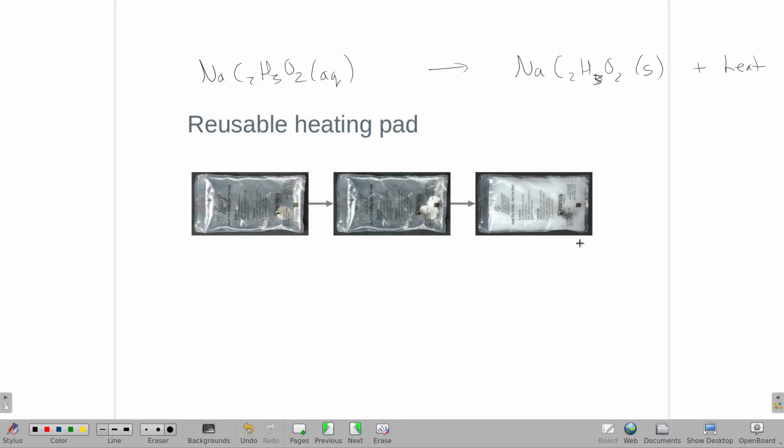So put that into some hot water on a stove. It'll go back to looking something like this. You pull it out and let it cool back down, and it's good to go again. As soon as you flip that little disc, it's going to form that solid.